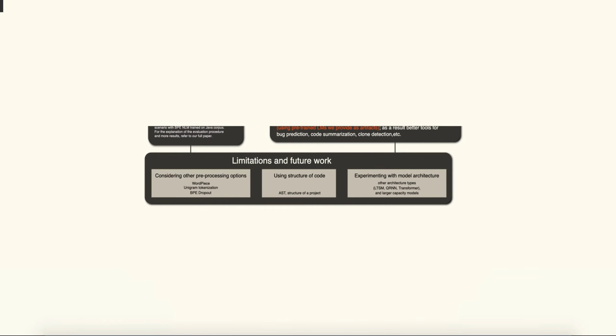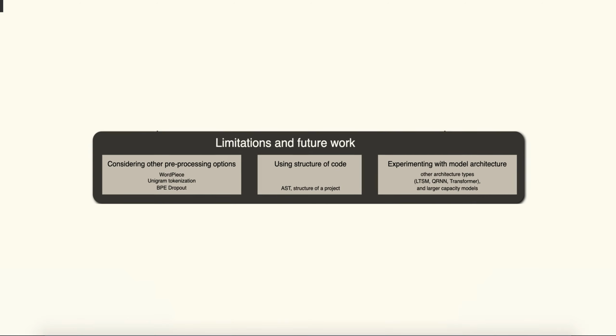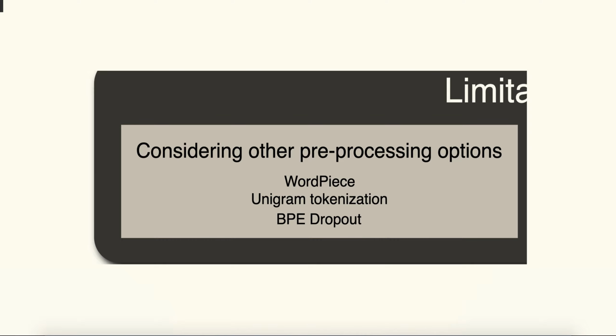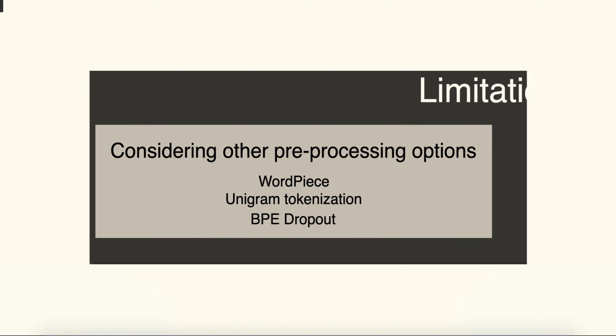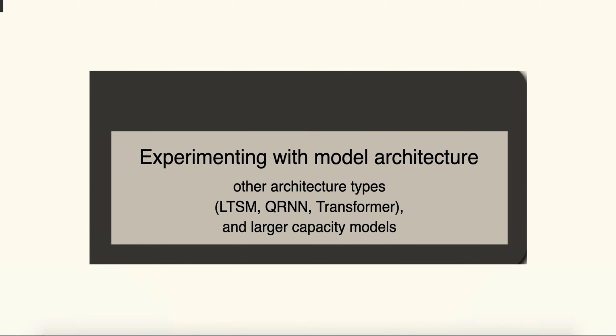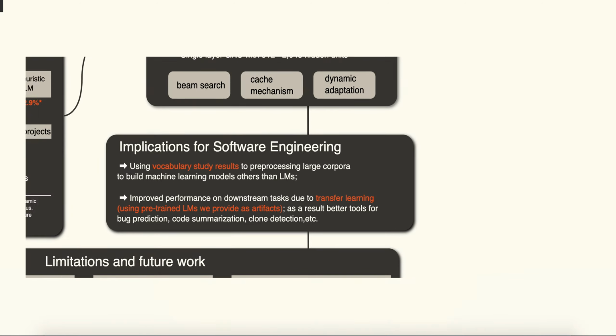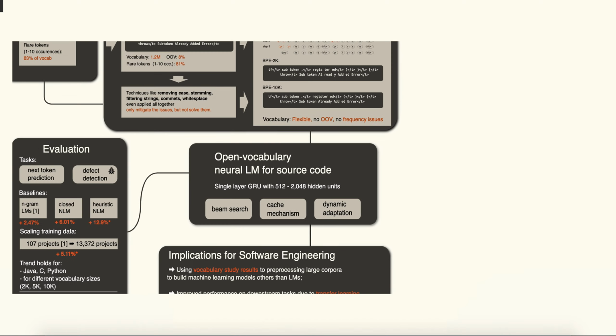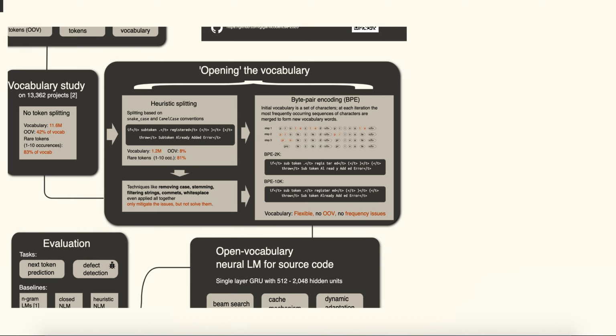There are multiple directions for future work, some of which are considering algorithms that are alternatives or improvements of BPE, making use of the structure of source code as opposed to considering code as sequence of tokens, looking into other architectures like Transformer, which has become extremely popular in NLP lately, and larger capacity models to see what improvements they could bring. To summarize, we have shown that big code does not necessarily mean big vocabulary if the right vocabulary model and approach is chosen.